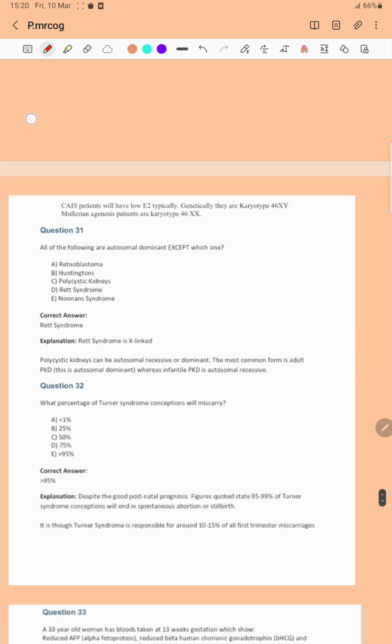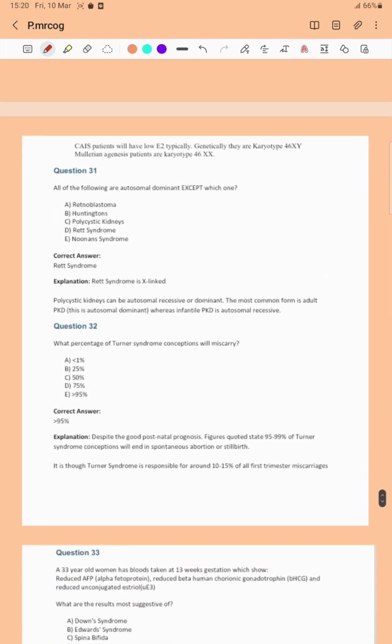Okay, so next question. All of the following are autosomal dominant except which one? So retinoblastoma, yes, it is autosomal dominant. Huntington is again autosomal dominant. Polycystic kidney is again autosomal dominant. Rett syndrome is an X-linked disease. Noonan is again autosomal dominant. Here the polycystic kidney can be autosomal dominant as well as autosomal recessive, and the most common is adult polycystic kidney disease, which is autosomal dominant.